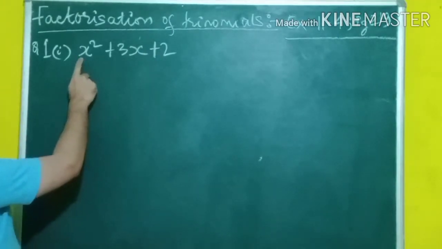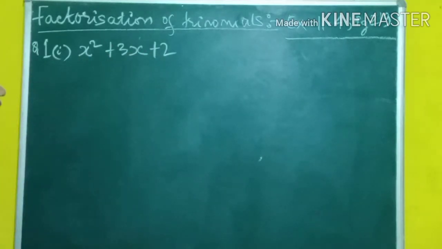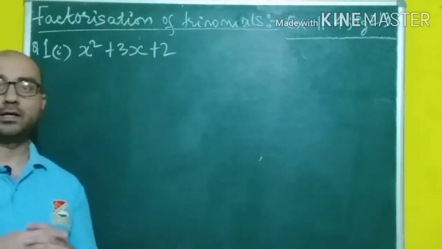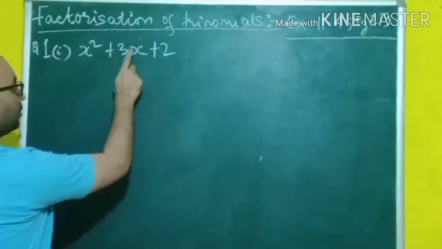So do we have three terms here? x squared plus 3x plus 2. Okay, so we need to factorize this. Today we'll learn how to factorize a trinomial, an algebraic expression which has three terms. So, x squared plus 3x plus 2.